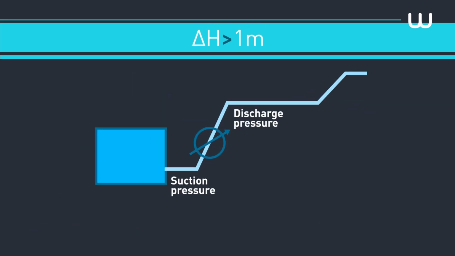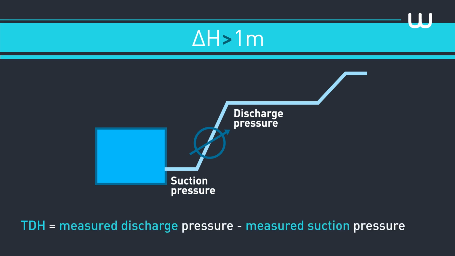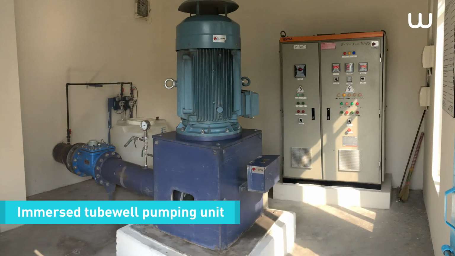If the difference in height between suction and discharge points exceeds 1 meter, the following calculation is used. TDH equals measured discharge pressure minus measured suction pressure plus difference in height. Let us now study the case of an immersed tube well pump, commonly known as vertical turbine pump.